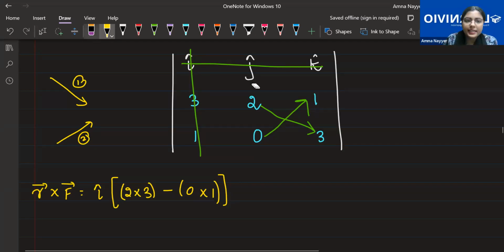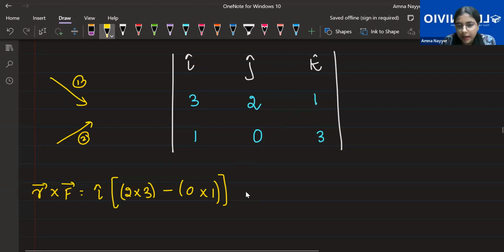Now let's come to J cap. We have to write J cap also. J cap means just put a minus J cap, because if you put a plus J cap, then you'll have to reverse it and multiply it, and lots of techniques are there. It's better to just put a negative sign and let the other things remain as they are. So minus J cap.